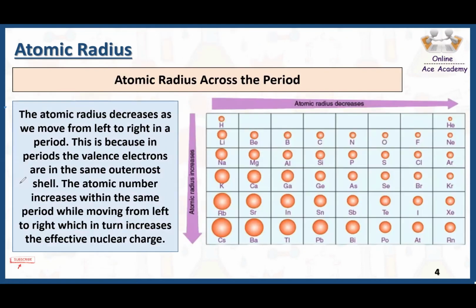Here we have trends of atomic radius in the periodic table. Atomic radius across the period. As we move left to right in the periodic table, atomic radius decreases. Atomic radius decreases because the number of shells remains constant, but the atomic number increases. Due to that, the number of protons and the number of electrons also increase. When both increase, the attraction of the nucleus towards the outermost electron increases, due to which the size of the atom, the atomic radius, gets smaller.